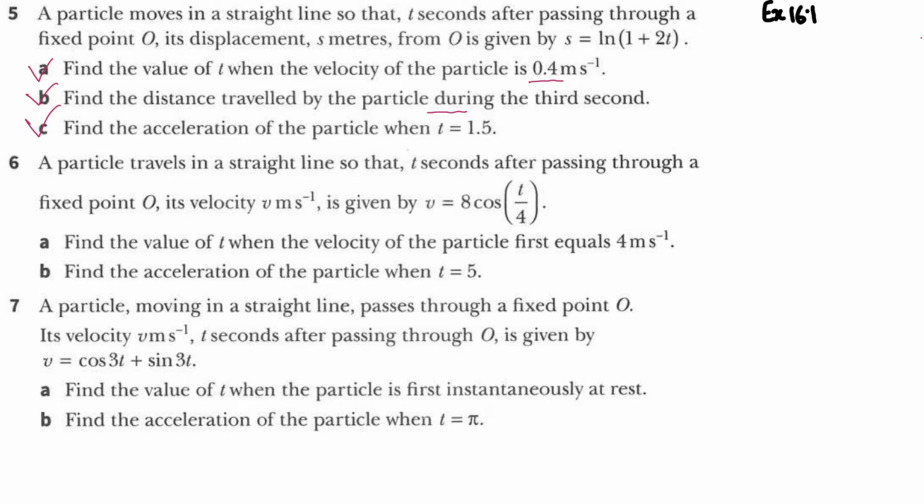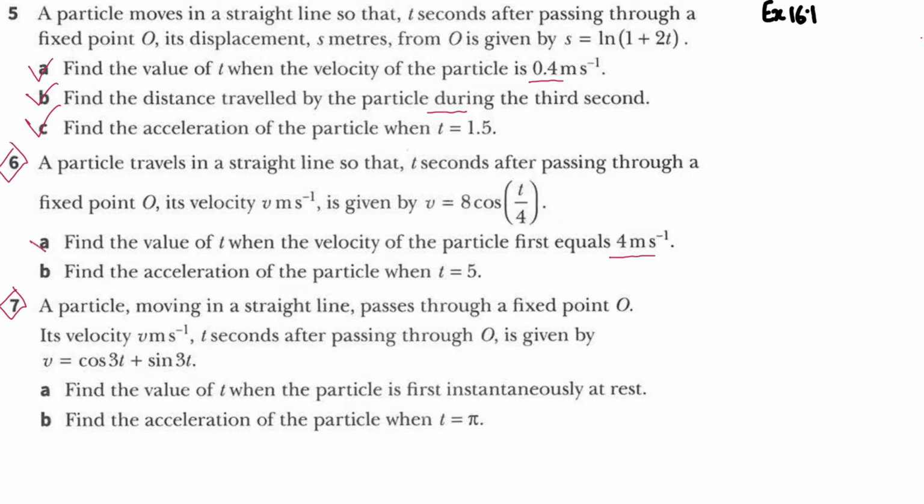We're solving from exercise 16.1, which is kinematics. Today we're trying to solve question number 6 and question number 7, and both expressions are given as trigonometric functions, with the velocity expression given. They are asking to find the value of t when the velocity of the particle first equals 4 meters per second. The velocity value is given, so we are going to find the value of t from here.